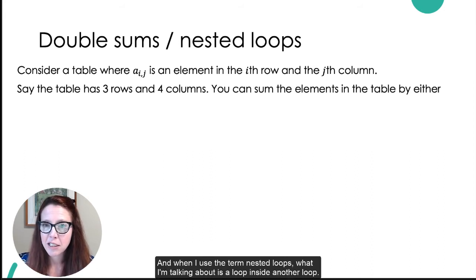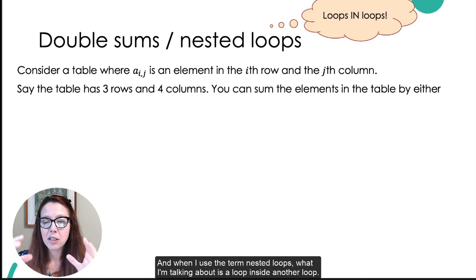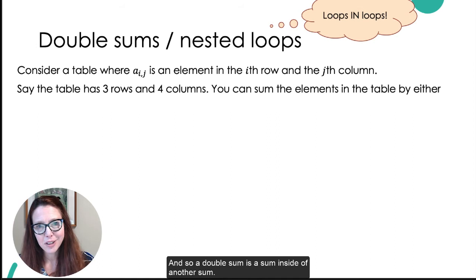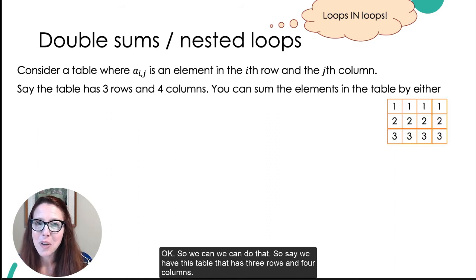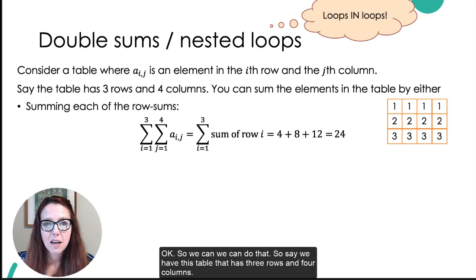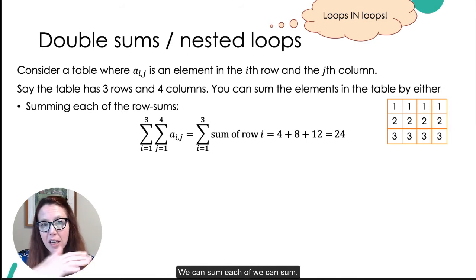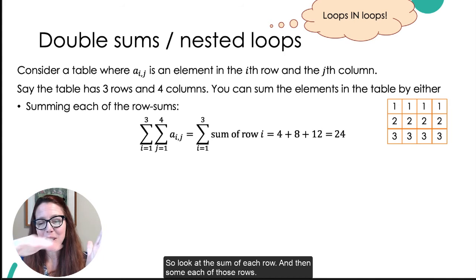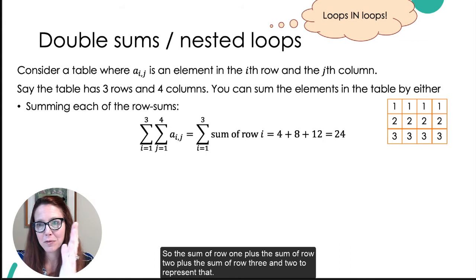And when I use the term nested loops, what I'm talking about is a loop inside another loop. And so a double sum is a sum inside of another sum. Okay, so we can do that. Say we have this table that has 3 rows and 4 columns. We can sum the entire table by summing each of the row sums. So look at the sum of each row, and then sum each of those rows. So the sum of row 1 plus the sum of row 2 plus the sum of row 3.